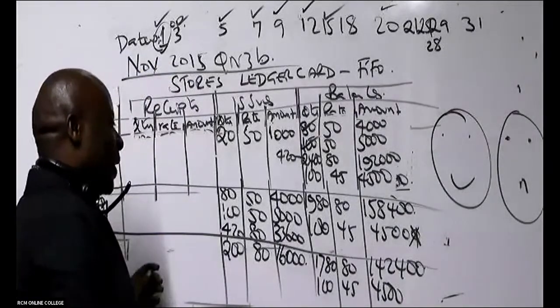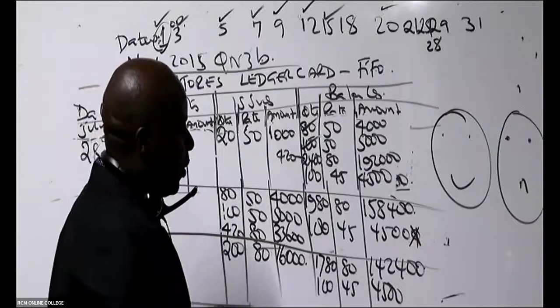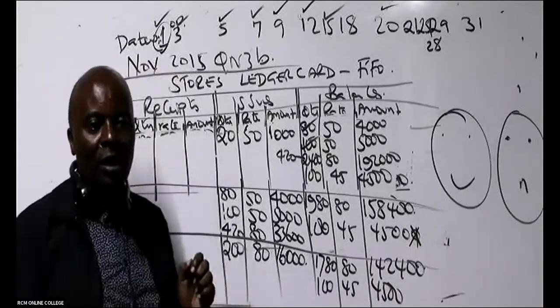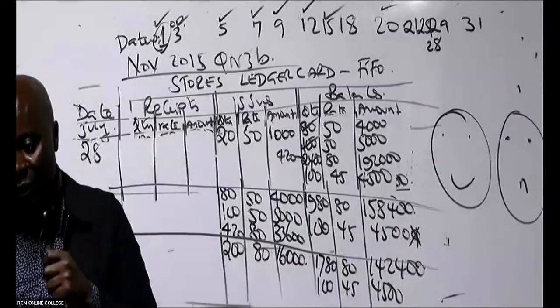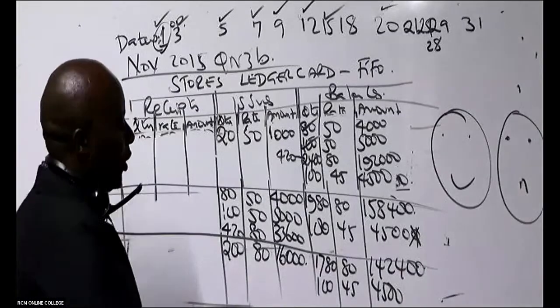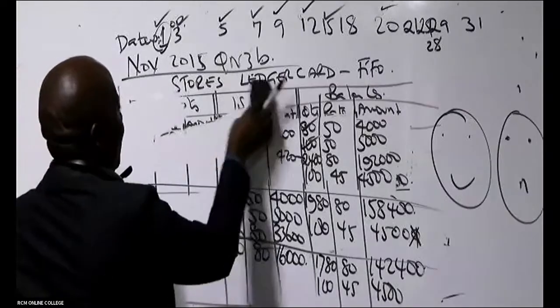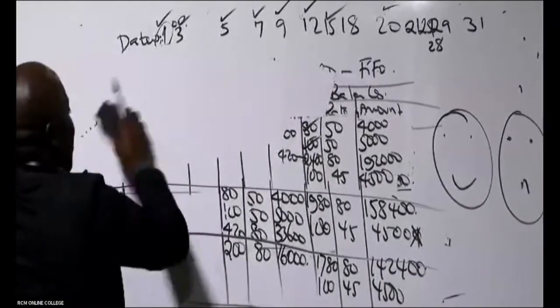So we haven't yet answered the question. The examiner wanted us to do what? To provide a closing stock value. We are doing closing stock valuation. So closing stock value, are you able to see the answer?